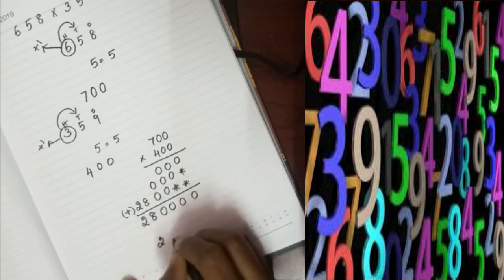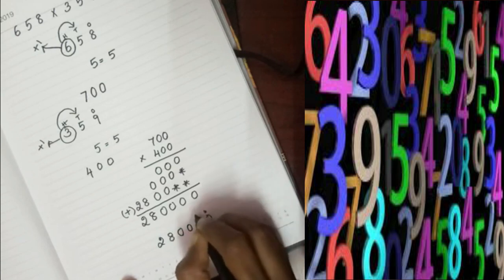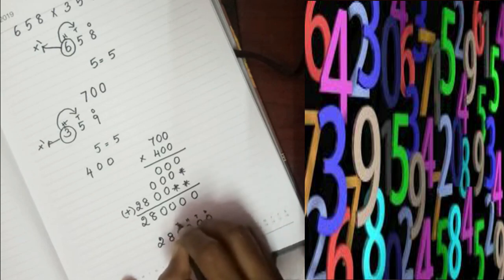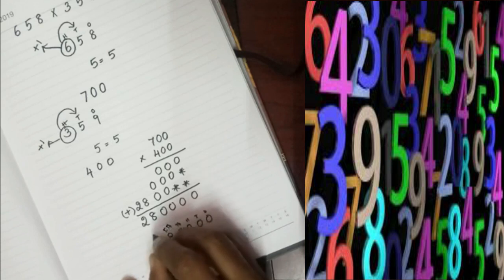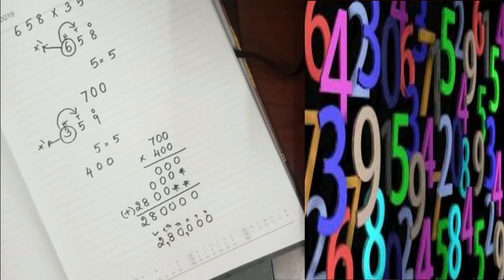So ones, tens, hundreds, thousands, ten thousands, lakh. 2,80,000. This is the answer. Did you all understand? Yes? Yes, of course you all understood, right?